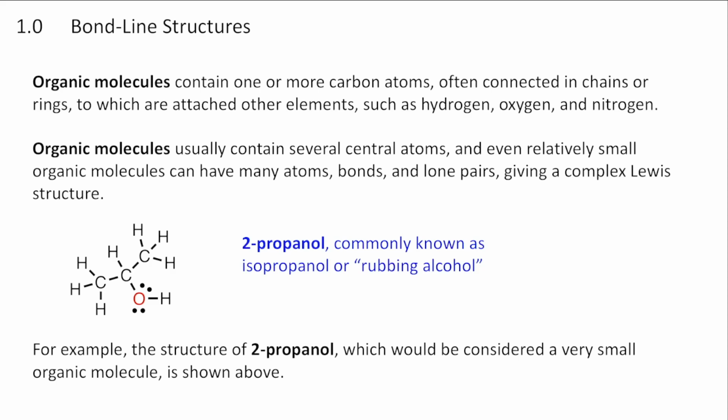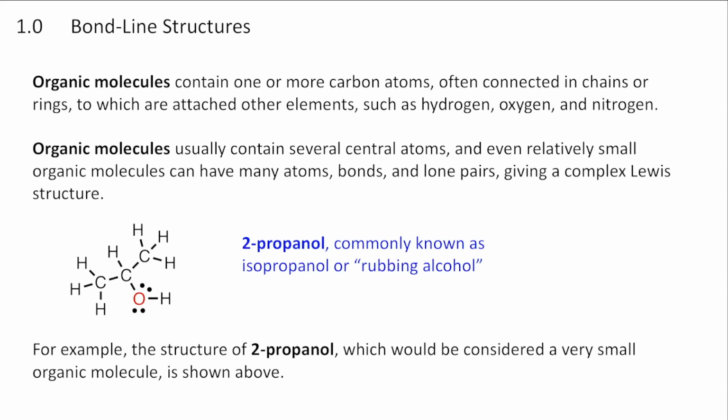So to begin with, I think what we need to first talk about is the way we draw out organic molecules. Organic molecules, to begin with, are ones that contain carbon atoms, often connected to other carbon atoms as well. And typically other elements are there as well, like hydrogen, oxygen, and nitrogen. We'll be looking at lots of examples in the coming slides.